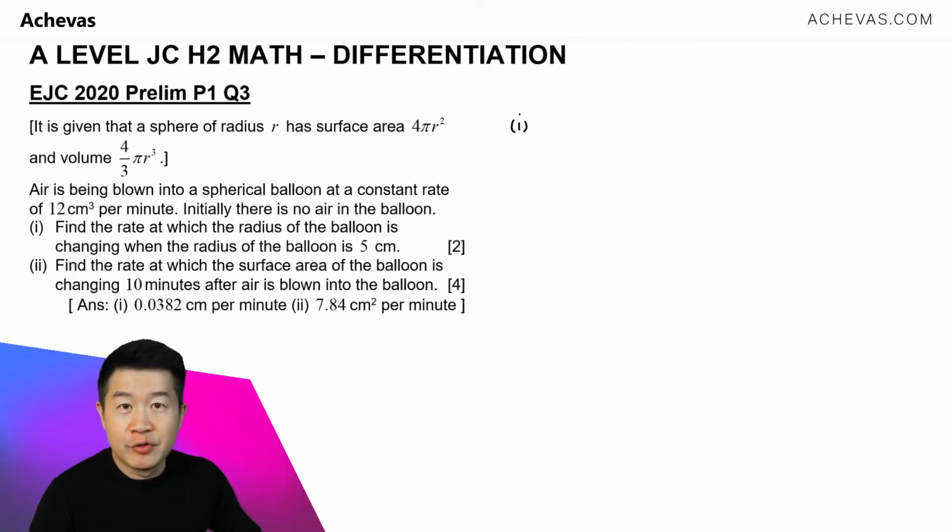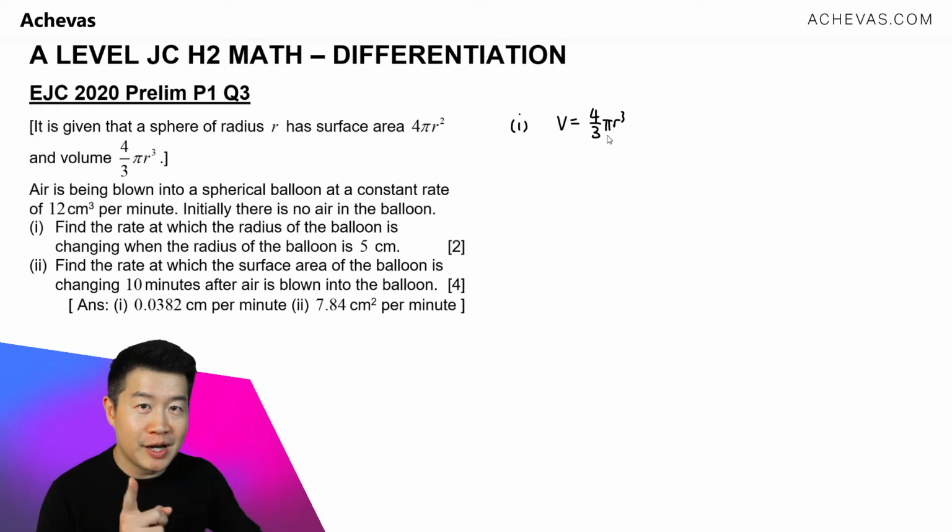In order for us to find the rate of change of the radius of the balloon, we are going to make use of the rate of change of the volume of the balloon. So V, which is given to us as 4/3 πr³. We should actually try to memorize this, although questions usually will give you the formula. But since this is a formula that we have also memorized since our secondary school, I do encourage you to put in some effort to still continue to memorize this.